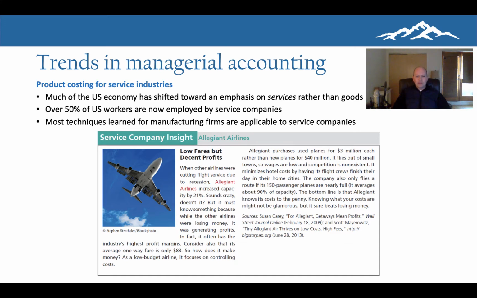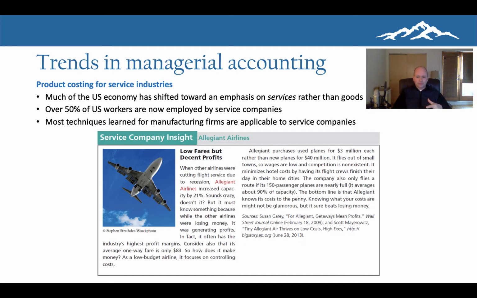This is a really interesting case study. I tend not to pull the case studies out of the book, but I really like this one, which talks about Allegiant Airlines, and this is a few years old. This is 2009, 2010-ish. But back in the last recession, or the recession of 09-10, Allegiant increased its airline capacity by 21%. All the other airlines were losing money, reducing capacity, etc., etc., and Allegiant increased their capacity by 21%.